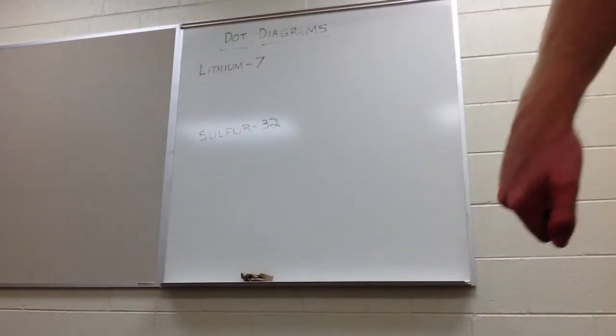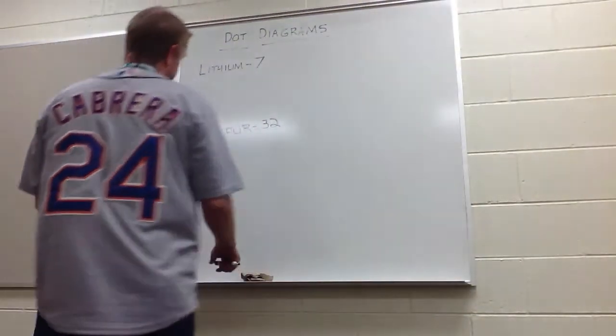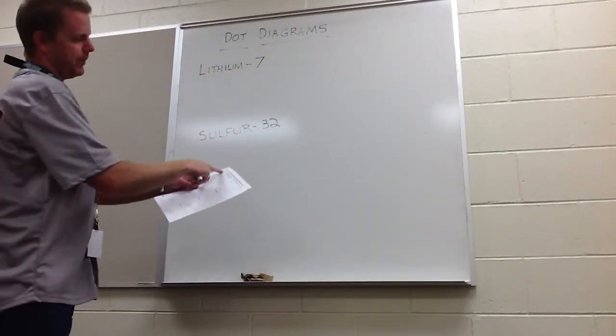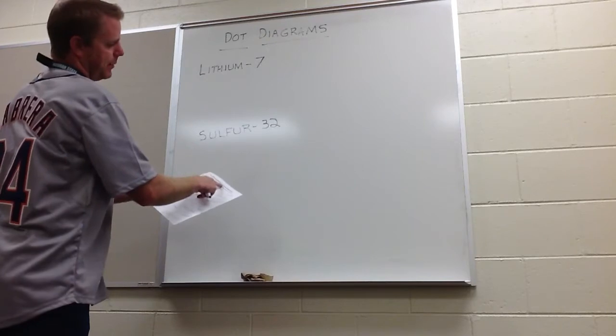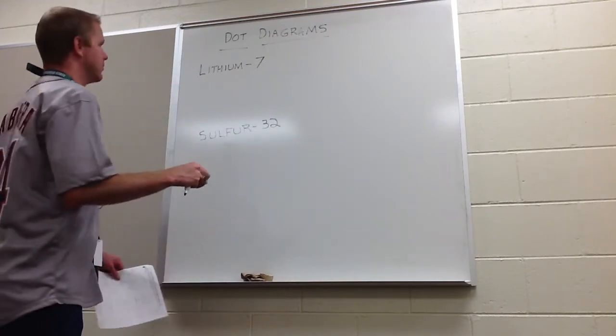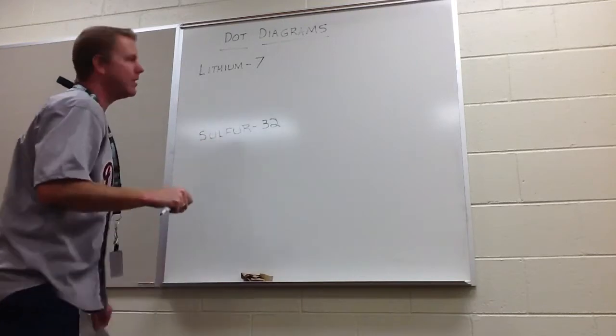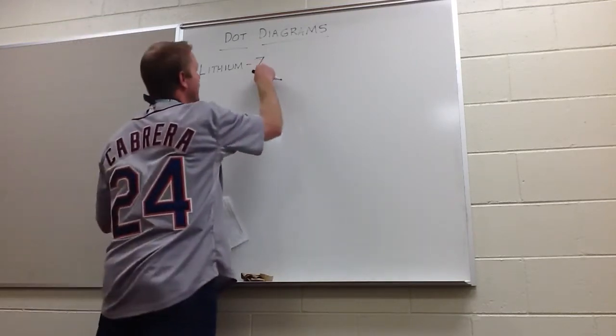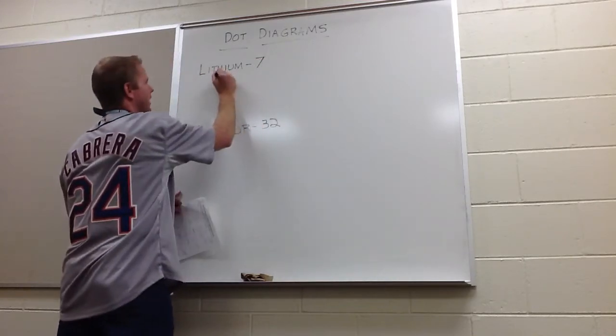All right, today's topic, dot diagrams. So, lithium-7 and sulfur-32. I'm right on the page that says at the top, electron dot diagrams and electron configuration practice, or orbital diagrams. I'm going to do the orbital diagram first, and then I'll show you how to do dot diagrams. So, lithium-7 tells me nothing about electrons.